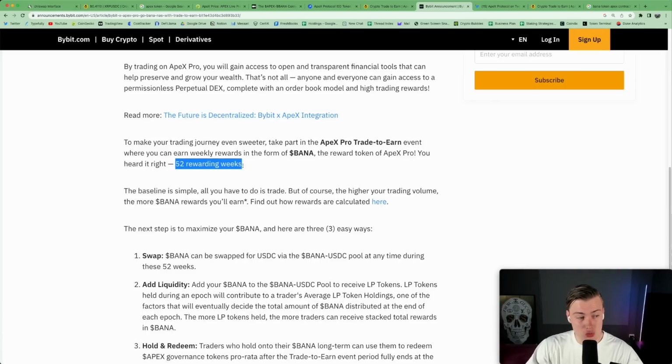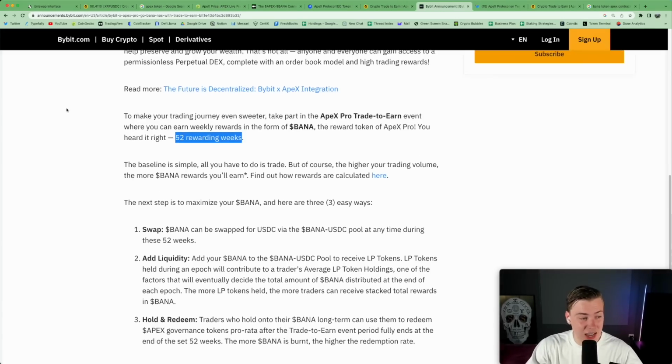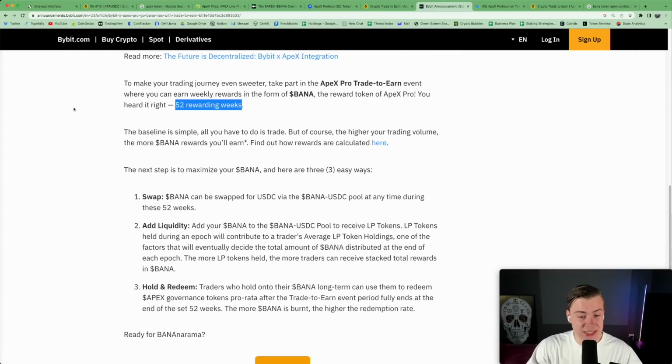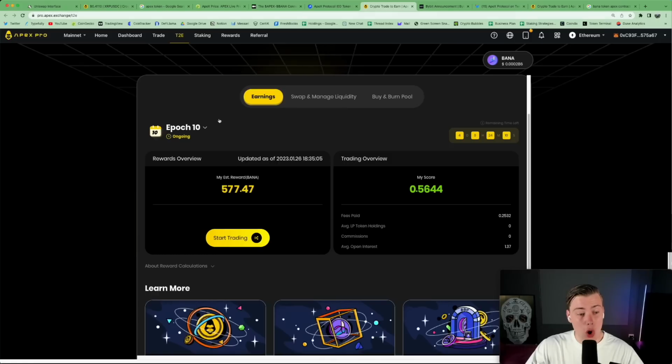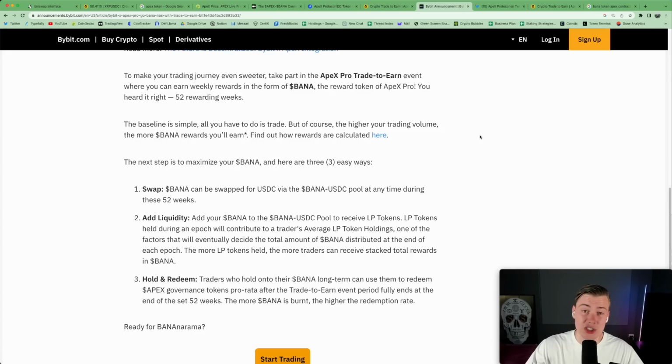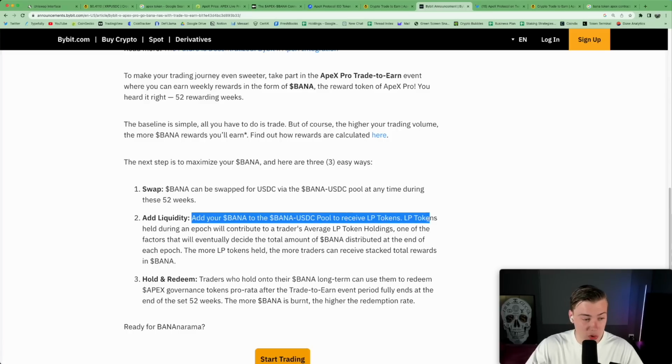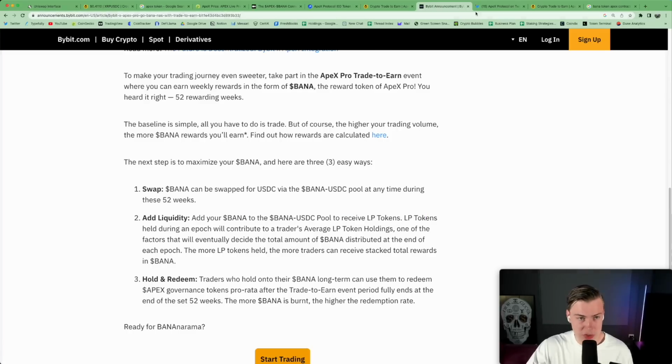For 52 rewarding weeks, so basically for an entire year, they are going to give away millions of dollars worth of BANA rewards to the people that trade. Once you earn BANA for trading, it's very easy to swap that BANA for USDC, which can then be used to stake in the pool to earn yield during those 52 weeks. If you add BANA and USDC together to receive LP tokens, you can earn more BANA rewards. So it's very simple.